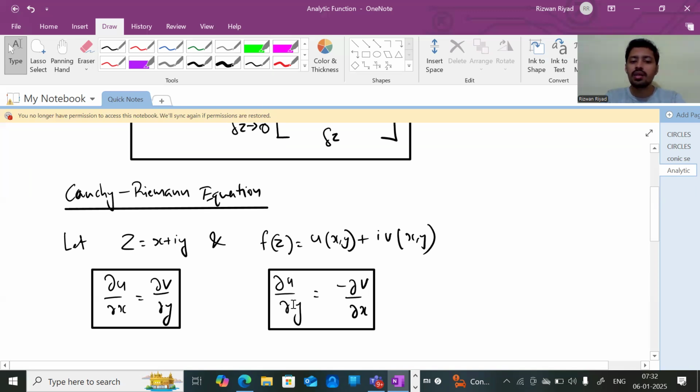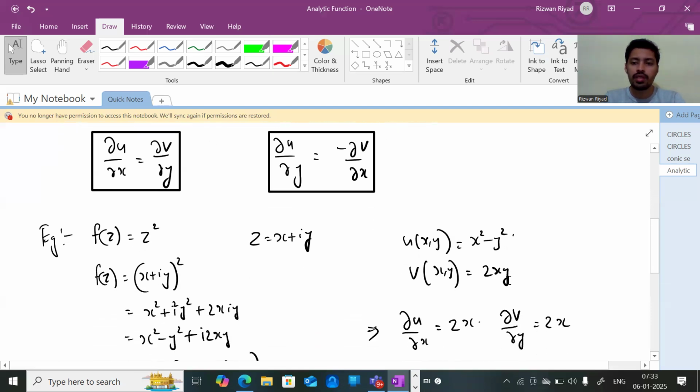Then these are the Cauchy-Riemann equations. If these equations are satisfied by our f of z, we can say that the function is analytic. So the first Cauchy-Riemann equation: dou u by dou x is equal to dou v by dou y. Also the second one: dou u by dou y equal to minus dou v by dou x. These are known as the Cauchy-Riemann equations. If a function satisfies these equations, we can say that that function is analytic. Let's see one example here.